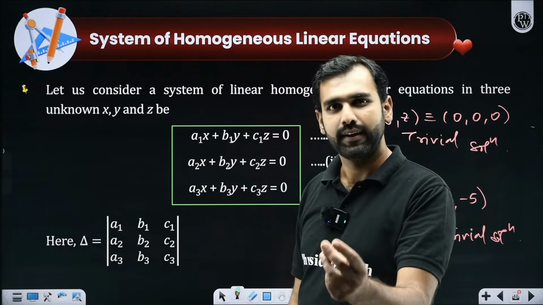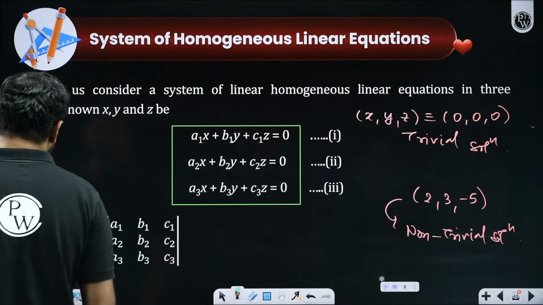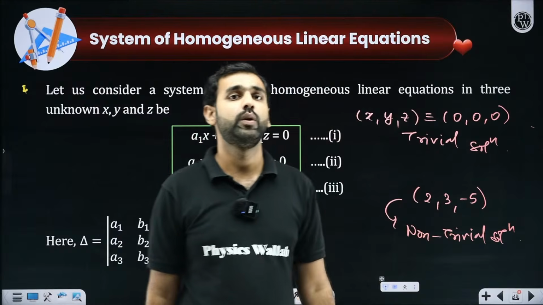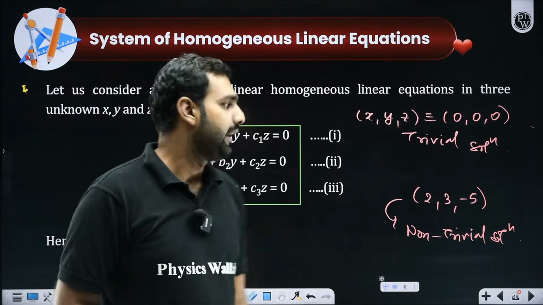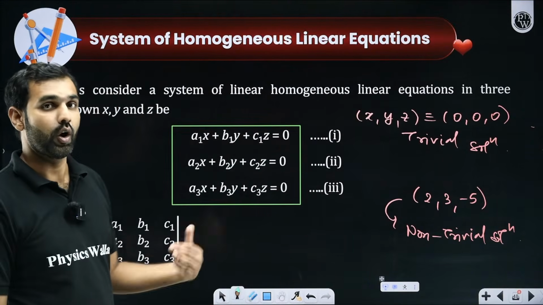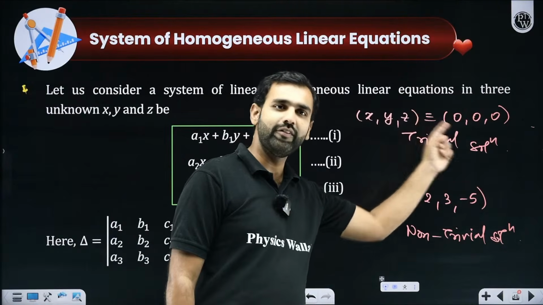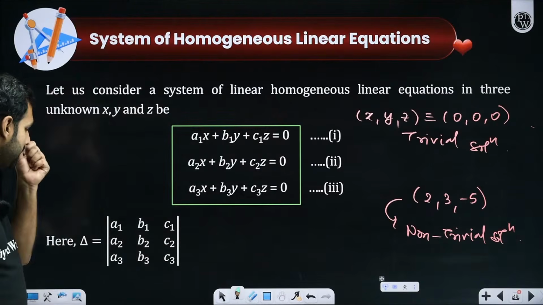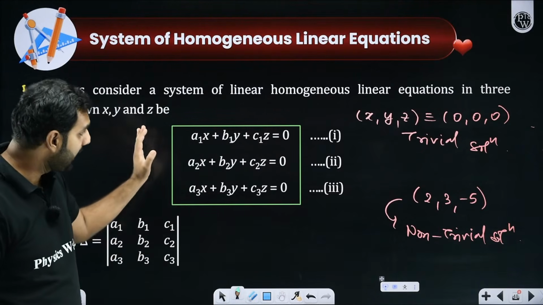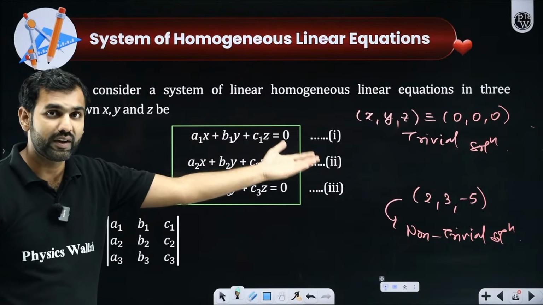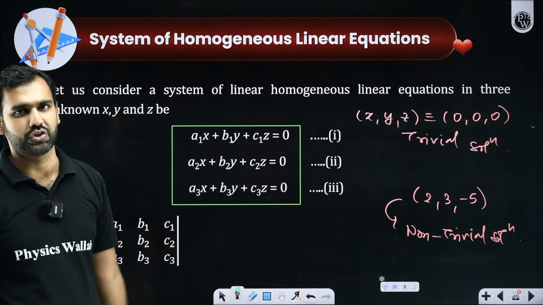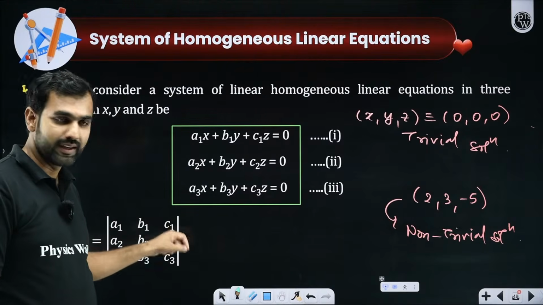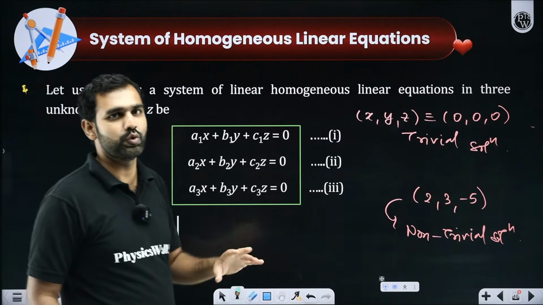So to verify that, what Cramer suggested was that you find delta, and if this delta is found to be 0, you will say it will have a non-trivial solution. If this delta is found to be non-zero, you will say it will have only the trivial solution. What is a non-trivial solution? It means any other non-zero triplet x, y, z will also satisfy this system of equations. What is delta? A1, A2, A3, B1, B2, B3, C1, C2, C3.